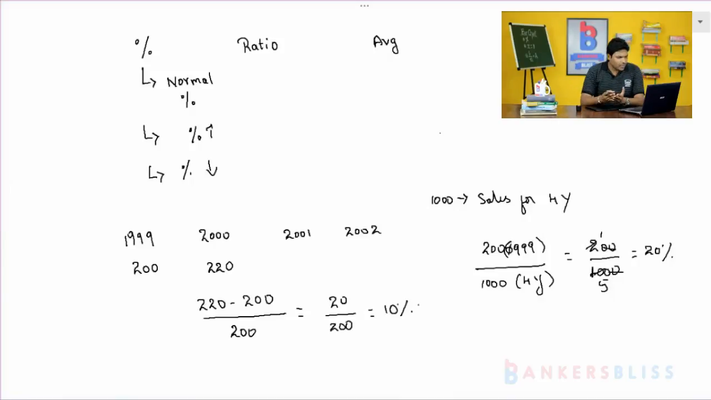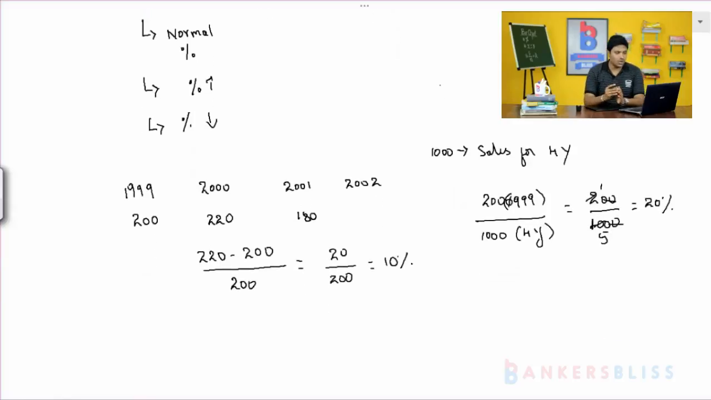Next, percentage increase we have discussed. Now let us see percentage decrease. For the percentage decrease, consider the data of 2001 be 180. So how much is the sales decreased from 2000 to 2001? With respect to 2000 you have to calculate.